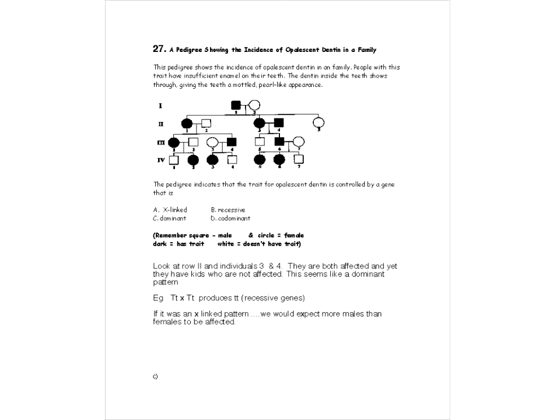All right, so we got a little family tree going on here. It's talking about the incidence of opalescent dentin. Okay, so it's when you've got insufficient enamel on your teeth. And what we need to figure out is what type of genetics.